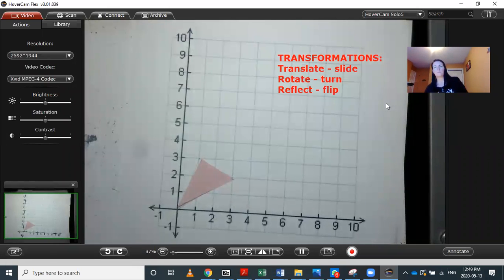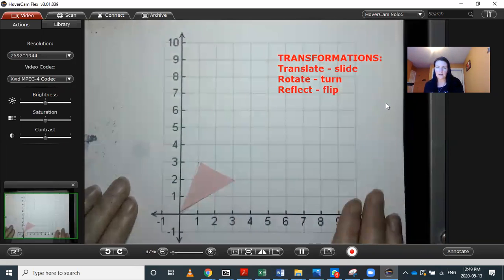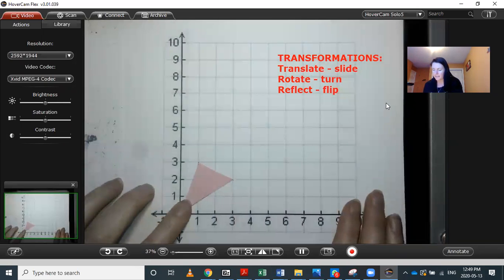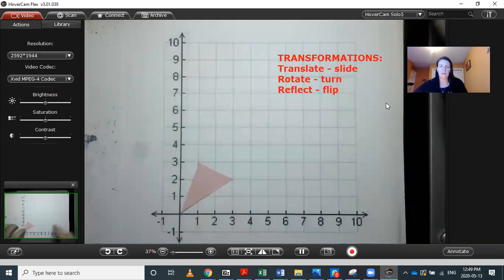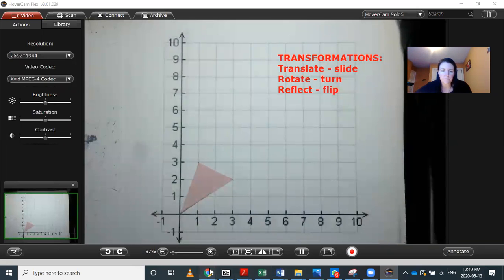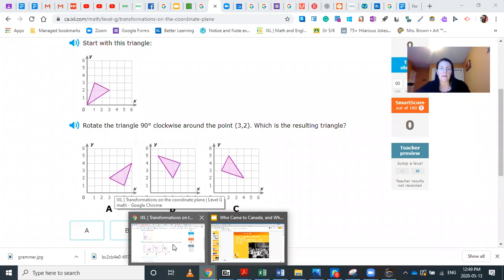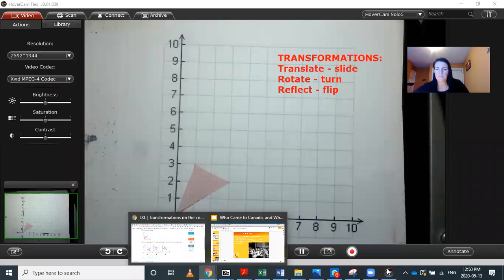I have just put on there that this is a coordinate plane that I've got, and I've got my little shape, which is exactly that. Now, the question that it asked, let's just quickly look at that again. It says, rotate the triangle 90 degrees clockwise. So I'm going to just write that here, 90 degrees clockwise around the point 3, 2, and which is the resulting triangle. So let's go back to our page here.